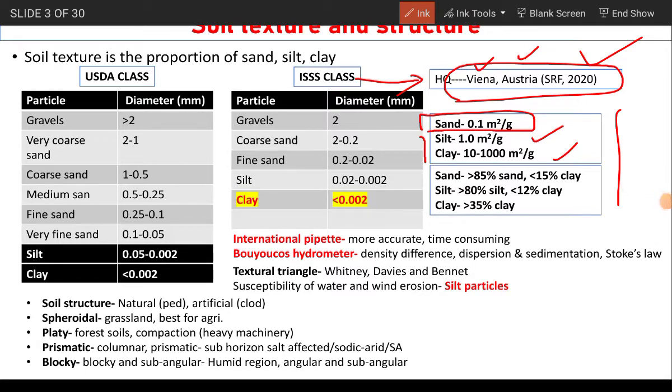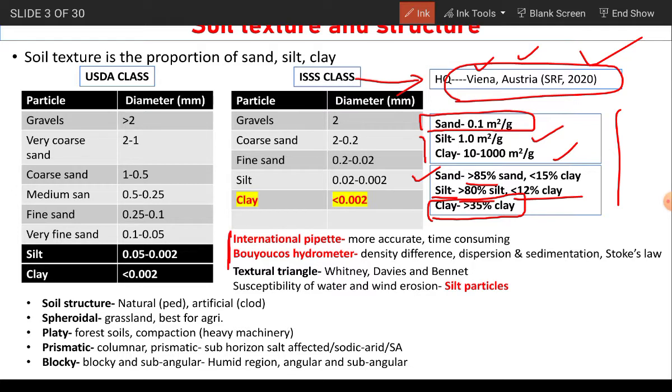Okay, the next thing is, for a soil to be called sand, there should be more than 85% sand and the clay content should be below 15%. Similarly for silt it is more than 80% and the clay content is less than 12%. But for a clay soil, the clay content should be more than 35 percent.